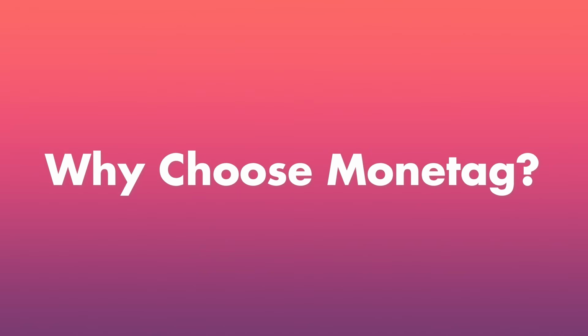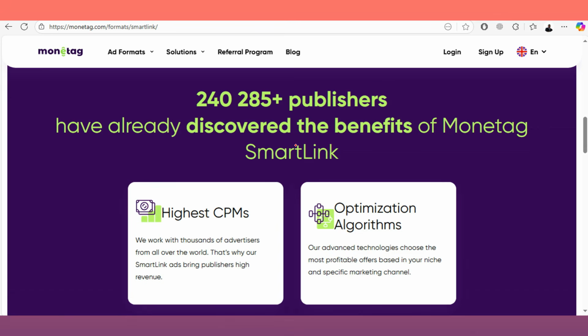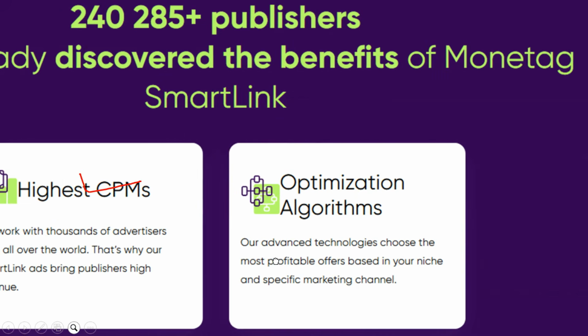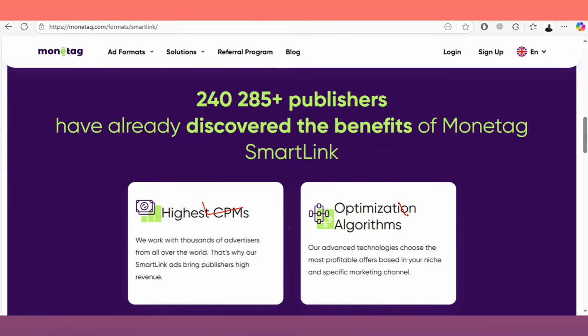Why choose Monetag SmartLink? There are many reasons. The first one is that the platform has been around for a very long time, and they've established strong relationships with advertisers across the world. They have high CPMs, meaning they pay a lot more money compared to their competition. As an established network, they work with thousands of advertisers around the world, which is great. They also have optimized algorithms, which means they pick the most profitable offers based on your niche, also a great feature to have.